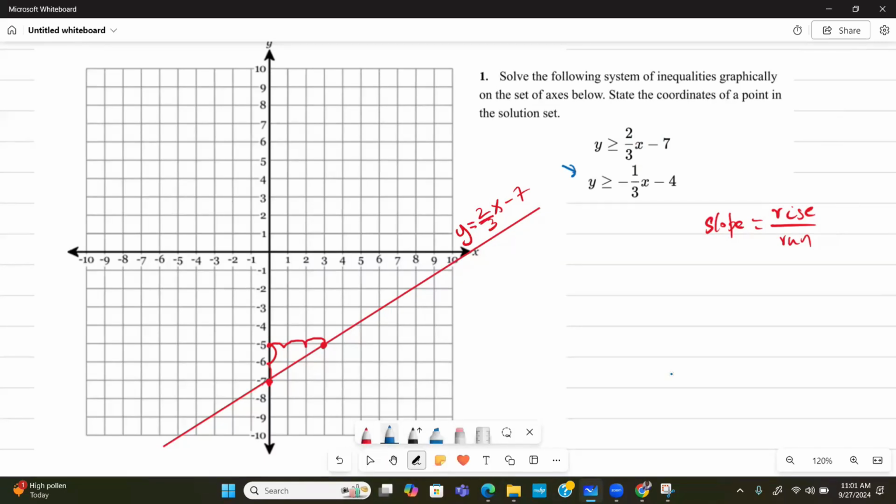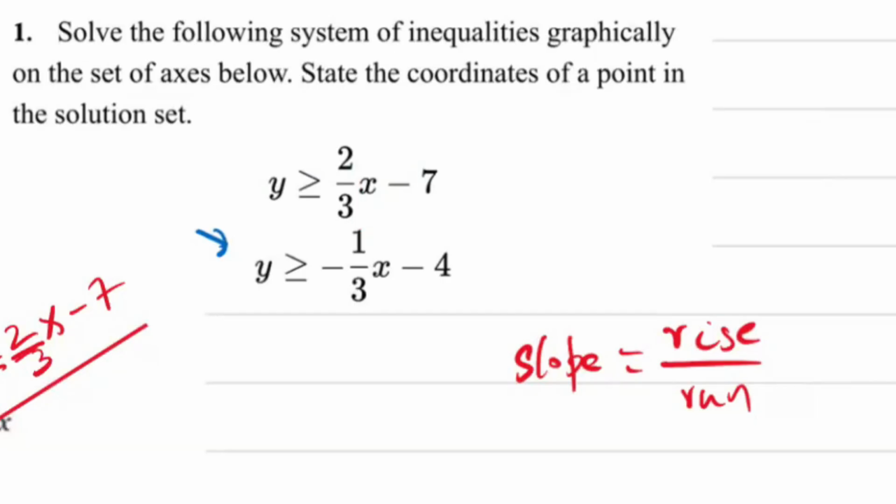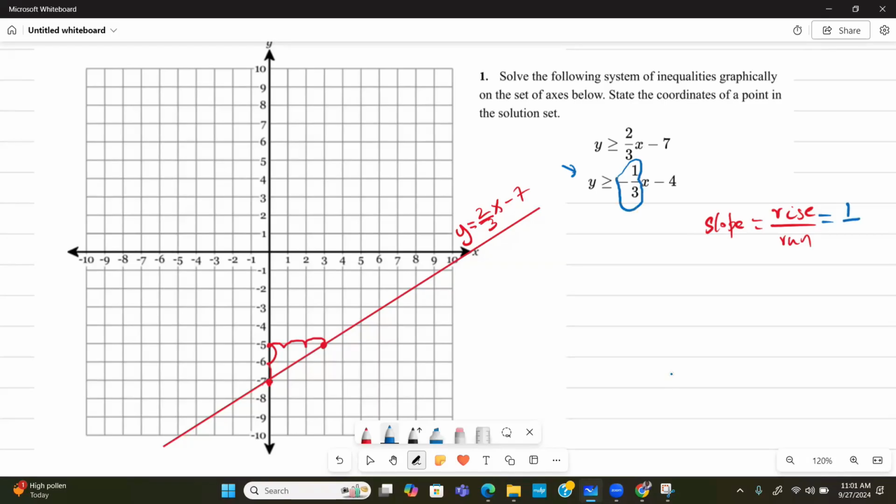All right, so I'm going to be looking at this one. It says y is greater than or equal to -1/3 x minus 4. Again, rise over run. This is my slope here, but it's negative. So I'm still looking at 1/3, but this time it's negative. Because it's negative, I'm going to go down 1 and then run 3, right? This -4 here is my B value, which is my y-intercept.